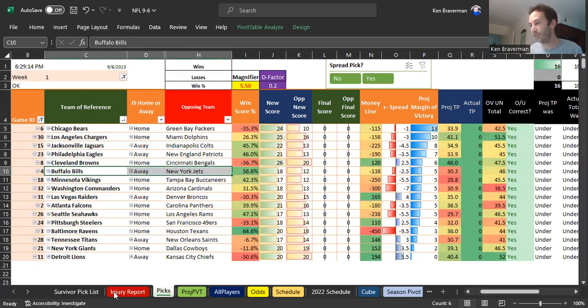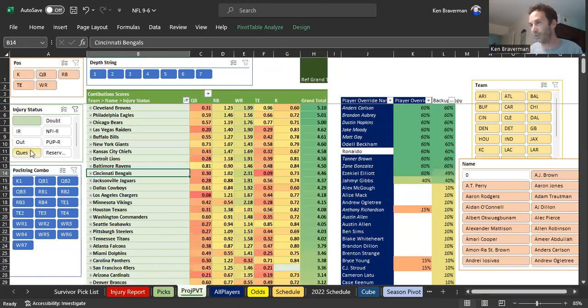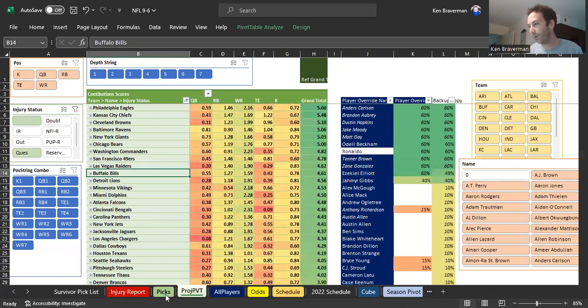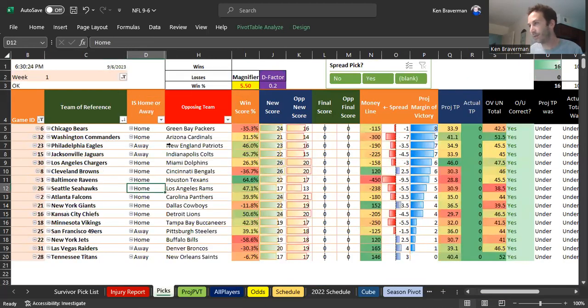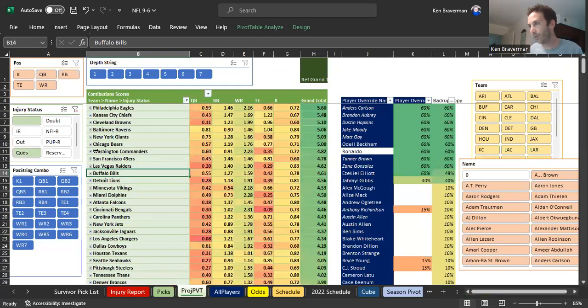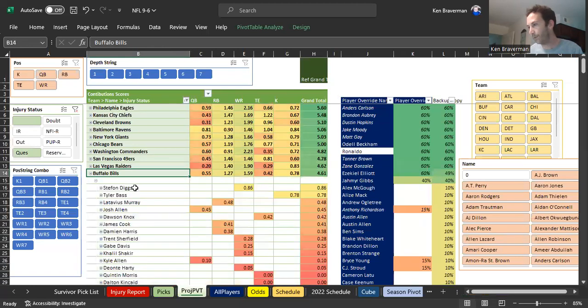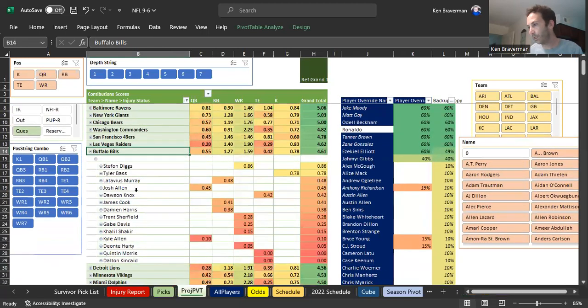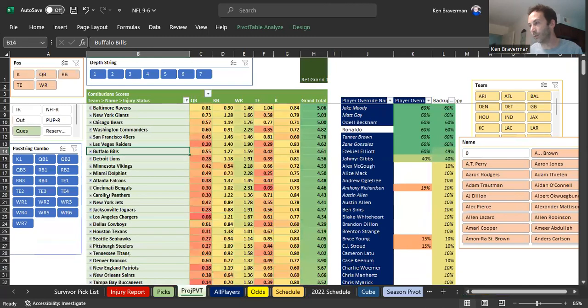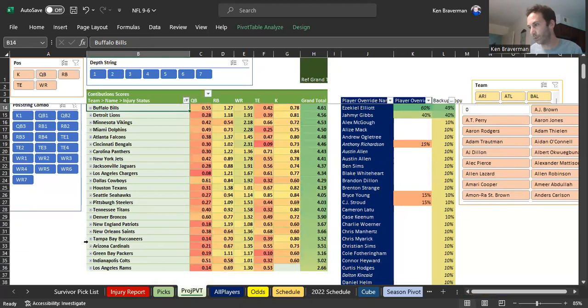Notice Buffalo and the Jets switch completely based on questionables. What? Why is that? Who is questionable on Buffalo? Let's take a look at that. That's crazy. That's a huge difference in the switch of the game. Buffalo's got nobody questionable? Oh, so it's somebody on the Jets that's questionable. That's what it is. Who's questionable on the Jets?